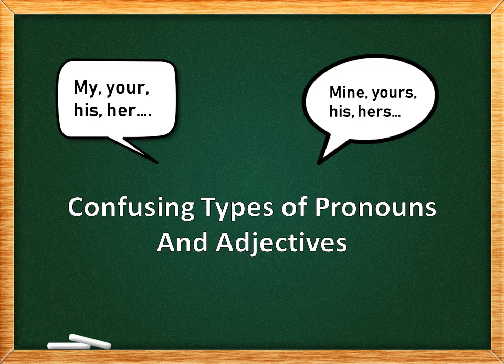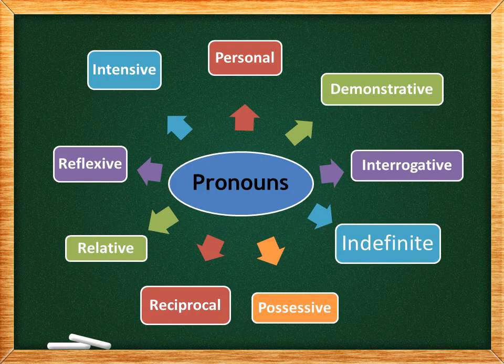In this lecture, we're going to talk about the confusing types of pronouns and adjectives. First, let's define what are pronouns and adjectives. Pronouns are words that replace nouns. If we didn't have pronouns, we would have to keep repeating the nouns, and that would make our sentences very repetitive. Pronouns are usually short words. There are several different kinds of pronouns, including personal, demonstrative, interrogative, indefinite, possessive, reciprocal, relative, reflexive, and intensive pronouns.